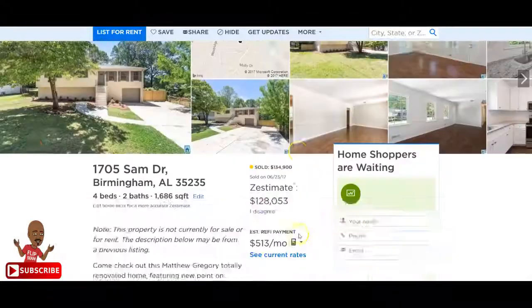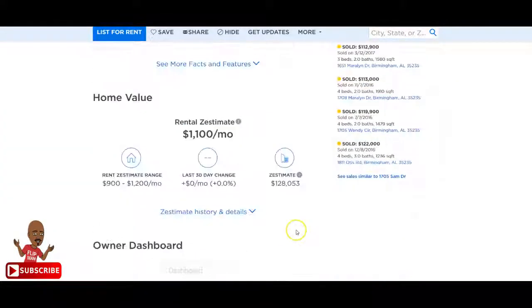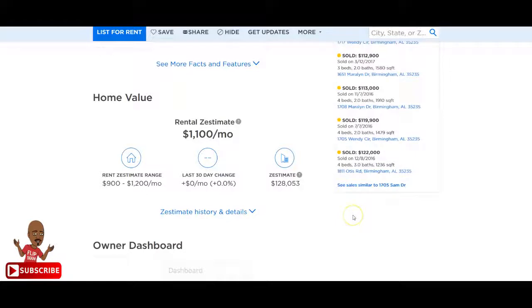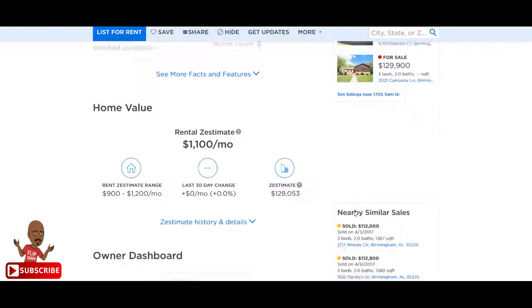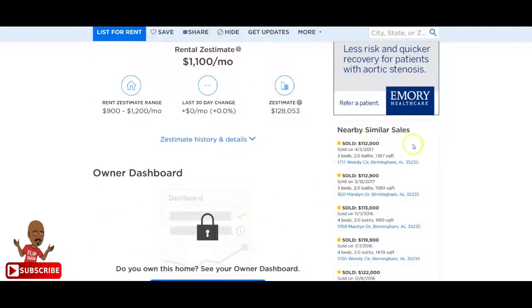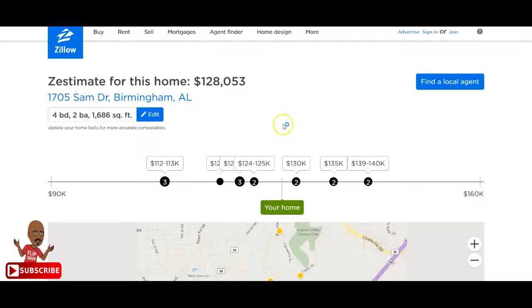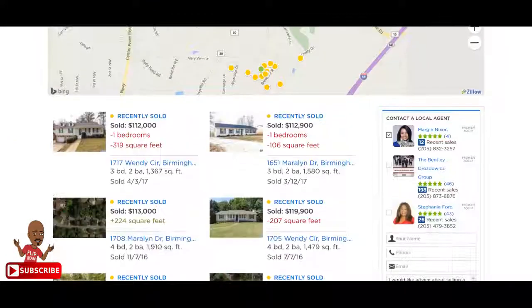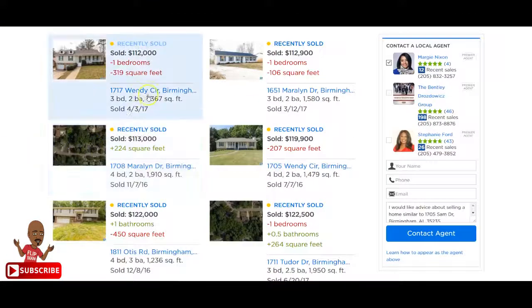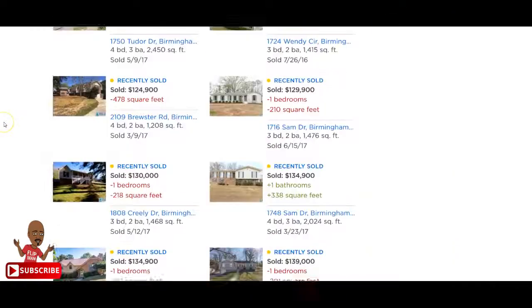All right, so what you do here, you have the information here, but I'm going to scroll down to the right. Again, Zillow will change over time, so this platform will be different. And what I'm looking for is nearby similar sales. All right, so I'm going to right-click on this and open a new window. It pulls up this property again, has a little map here. And I'm going to go down to the bottom, and you see all these recently sold.